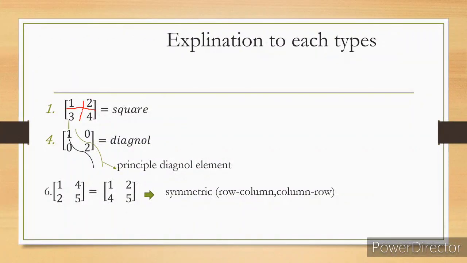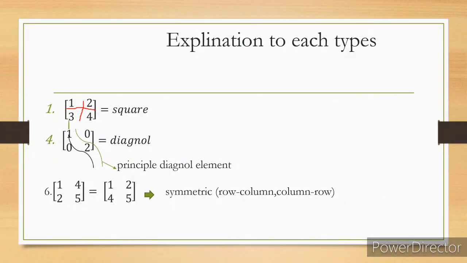The next is the diagonal matrix. Diagonal matrix simply means the principal diagonal elements. Here I have shown 1 and 2; 1 and 2 are the principal diagonal elements. Except for these principal diagonal elements, all other numbers in the array will be 0.